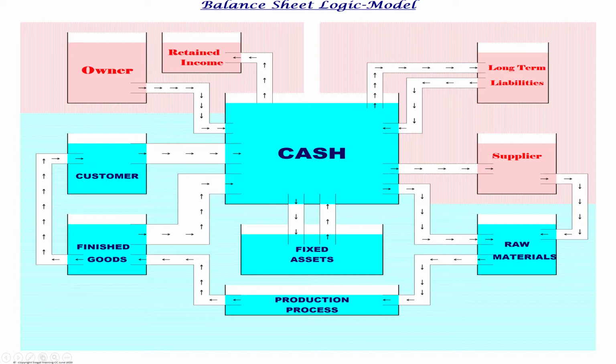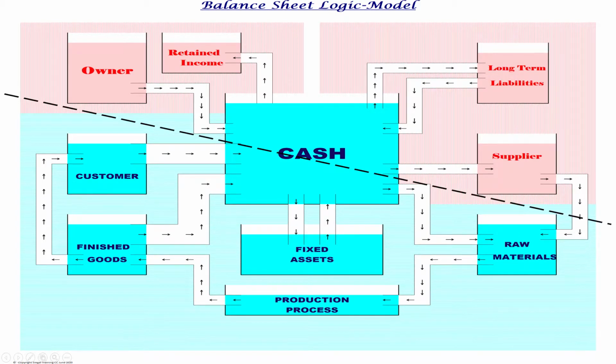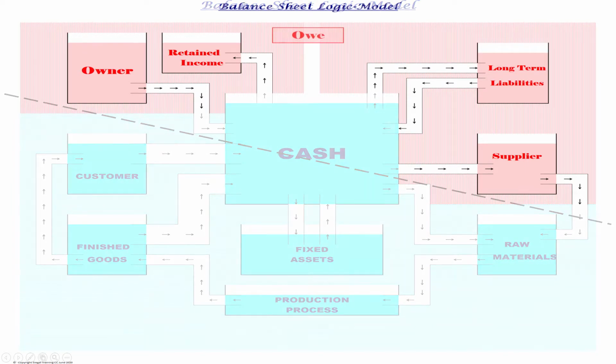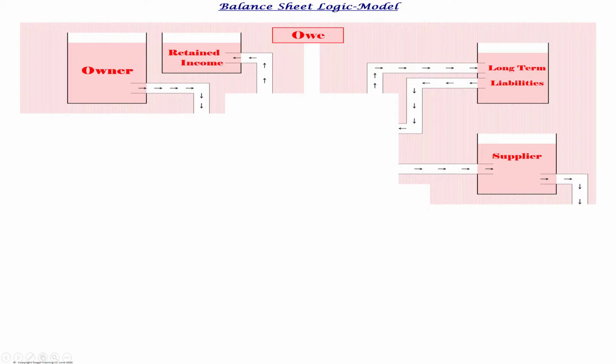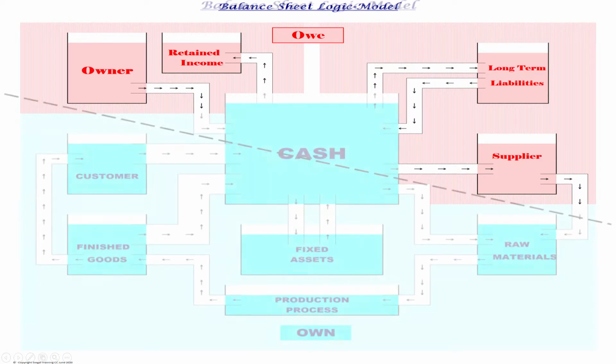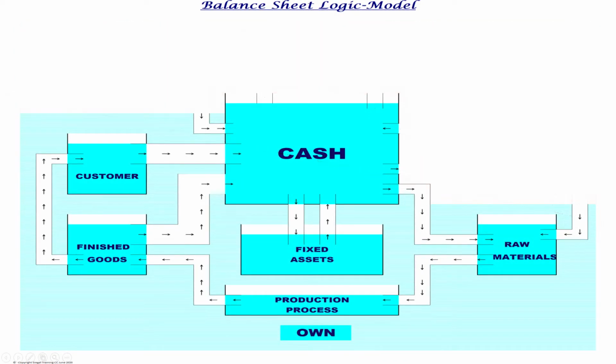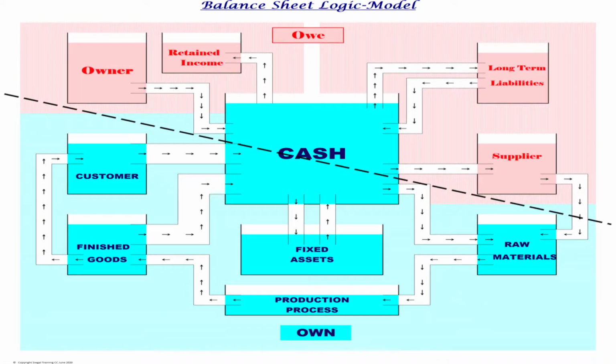Now, I said at the time when we went through the balance sheet logic model, that if we drew a diagonal line through the model, then we would divide the model into items the business owes, or people or third parties that the business owes money to, and then items that the business owns, or assets. We commonly refer to those as assets. Now, I colored them in blue and pink so that you could observe and understand them.